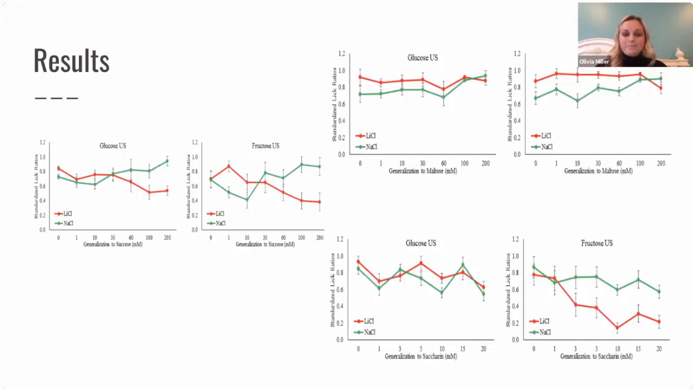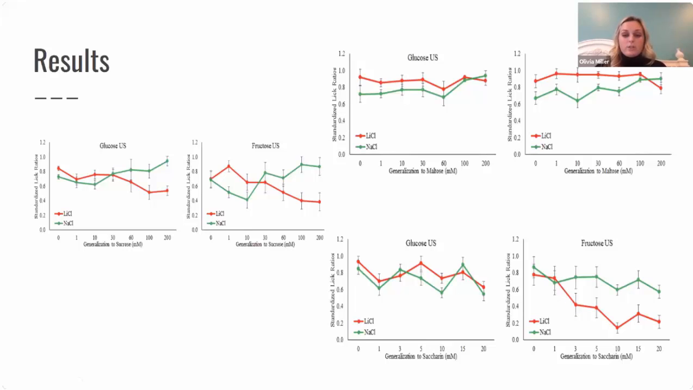Next slide. So we then did the generalization procedures with other sugars. The 2 graphs on the left use glucose and fructose as the unconditioned stimulus and look to see if sucrose would generalize to either. Both of these had significant differences, and fructose had a noticeably larger difference. This suggests that sucrose does generalize to glucose after 30 millimolars and generalizes to fructose even more and at less than 30 millimolar concentration. The top 2 graphs looked at generalization to maltose. Neither of these showed significant results, meaning maltose does not generalize to either glucose or fructose.